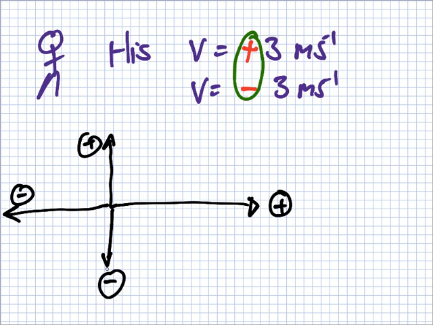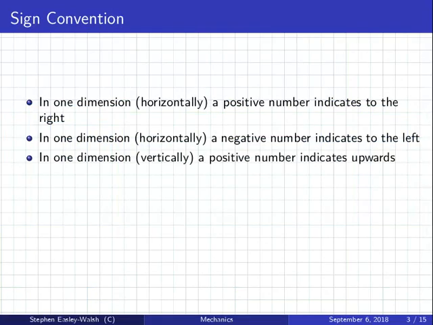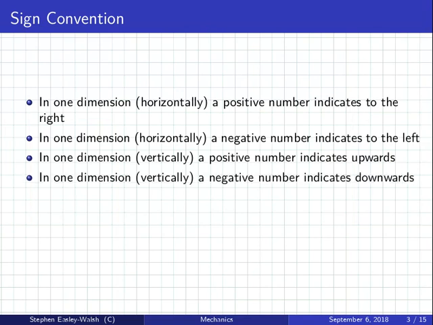Now, you can swap them. You can say down is positive and up is negative. That's okay, but you must do that for the whole question. I don't like doing this. I prefer to stick with positive, positive, negative, negative. So, right is positive, left is negative, positive is up vertically, and negative vertically is down. It's just like maths class, with your x and your y. It's the same. So we just call this the sign convention.